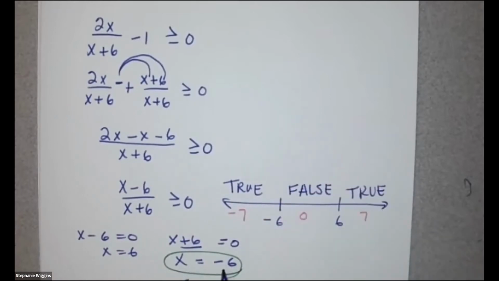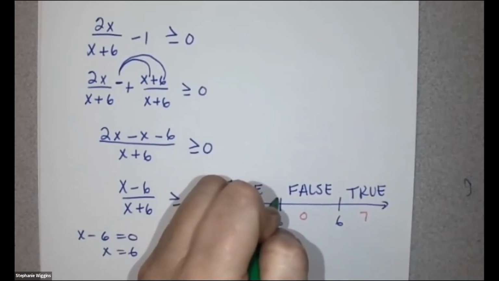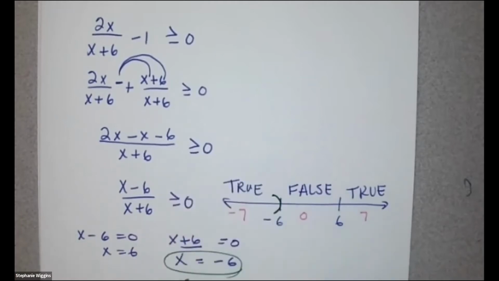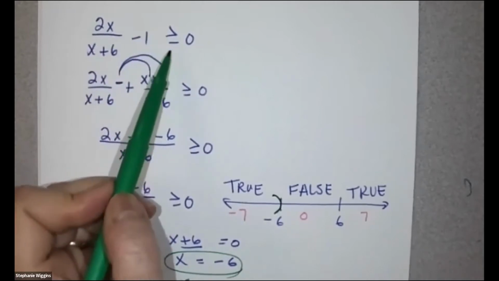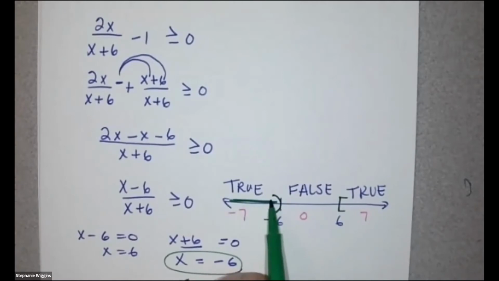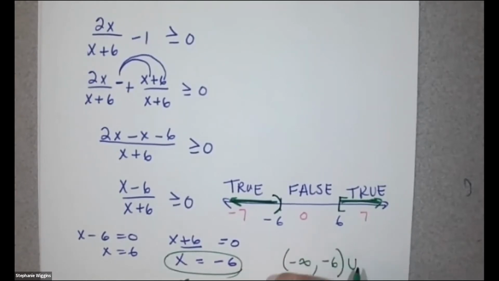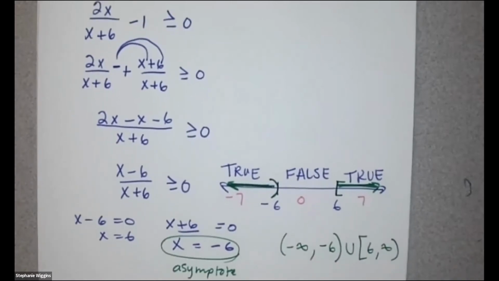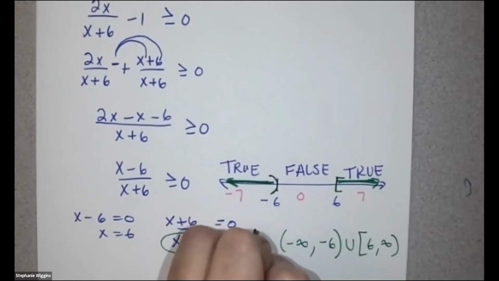But because -6 is an asymptote, we don't include -6. So it's going to be an open parenthesis. But since 6 is a 0, and we want to know when is it greater than or equal to 0, we do include 6. And so the domain for this then is from -infinity to -6, not including -6, and then from 6 to infinity, including 6. So this is the domain.